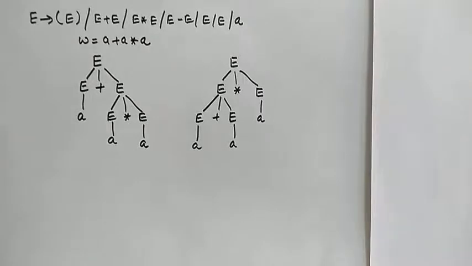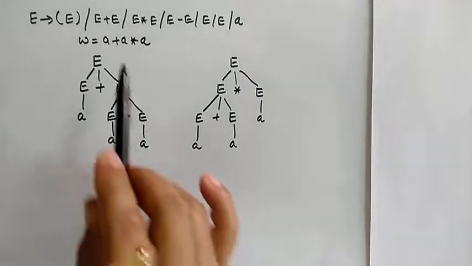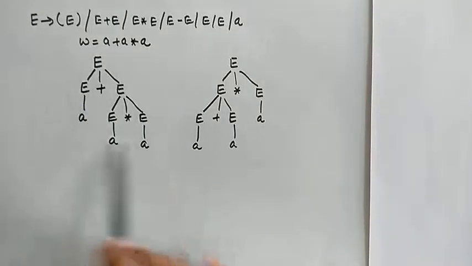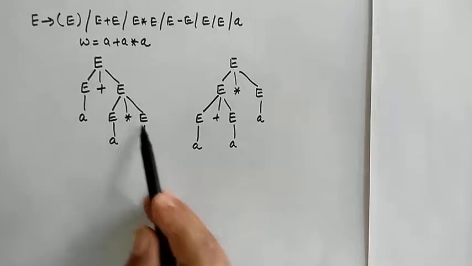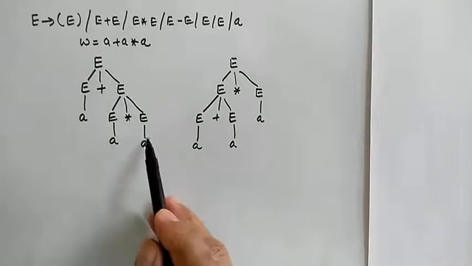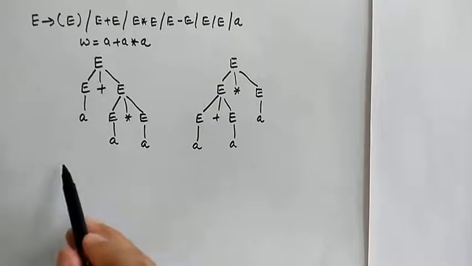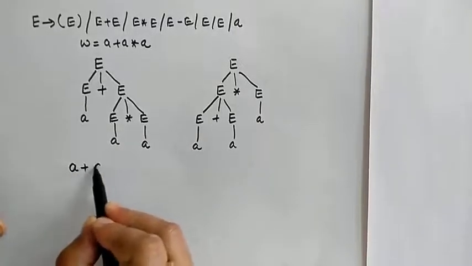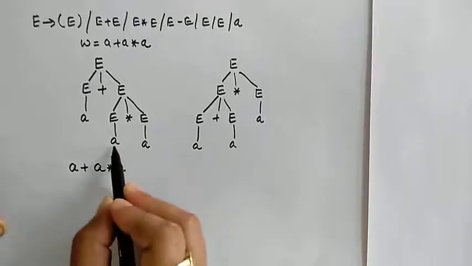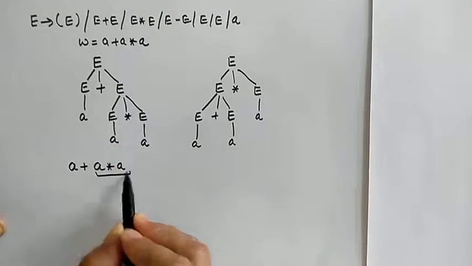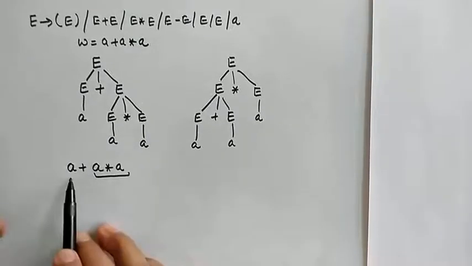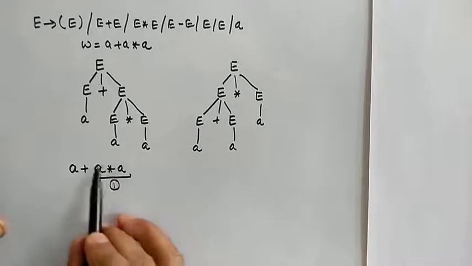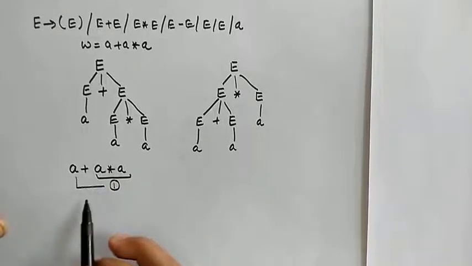And what is the problem in this ambiguity actually? You see, for a single string there are two meanings. If you see this derivation tree, here you can see the multiplication between these two A's is happening before this addition. So if you interpret this string, the multiplication is happening before the addition. First this will be executed, then the result of this will be added with this one.